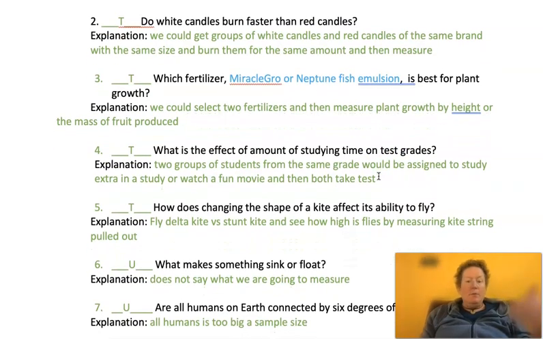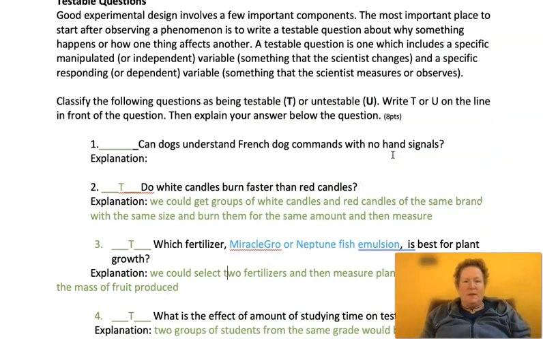Studying time, we defined a very particular way of studying. We're having a study hall. And then we also had test grades, which is pretty clear.